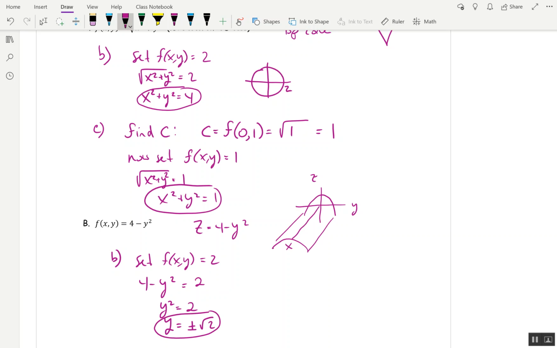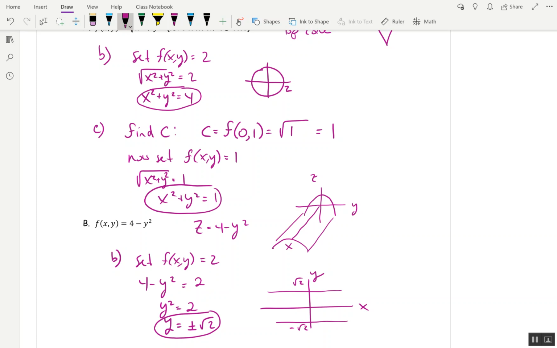So I'm getting 2 equations, not 1. So this is 2 lines. Here's the xy plane. I'm going to graph my level curves. This is x, this is y. Those are horizontal lines, one up here at root 2 and one down here at negative root 2.